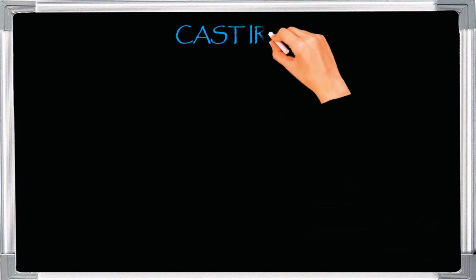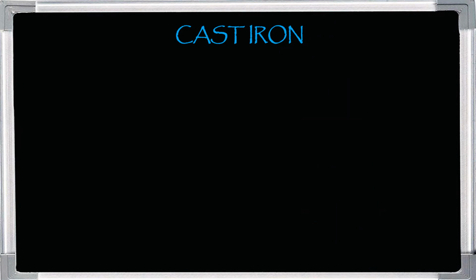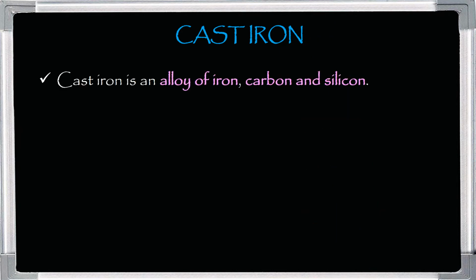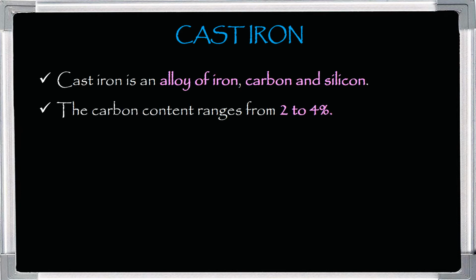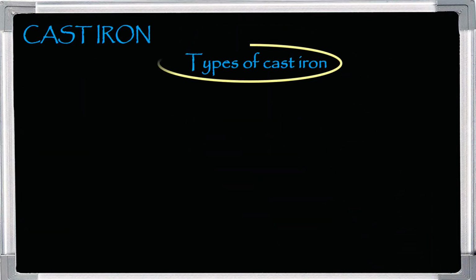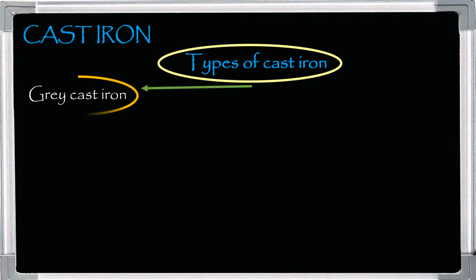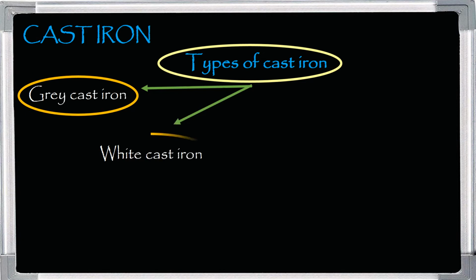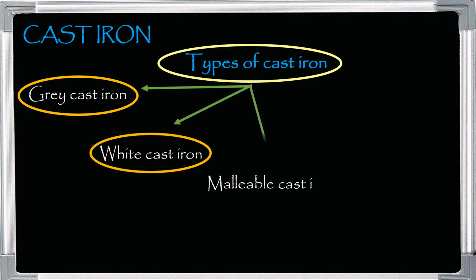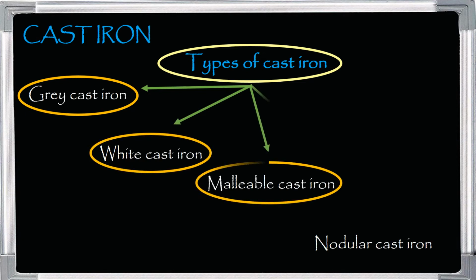Let's see the cast iron topic. Cast iron is an alloy of iron, carbon and silicon. The carbon content ranges from 2 to 4%. Types of cast iron. The following are the types of cast iron: grey cast iron, white cast iron, malleable cast iron, nodular cast iron.